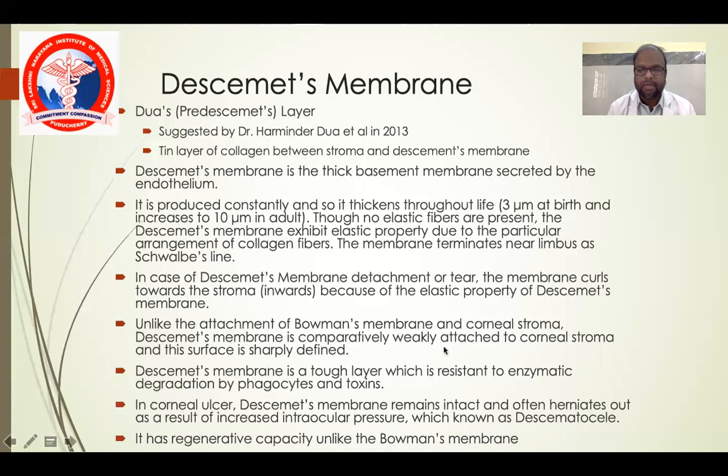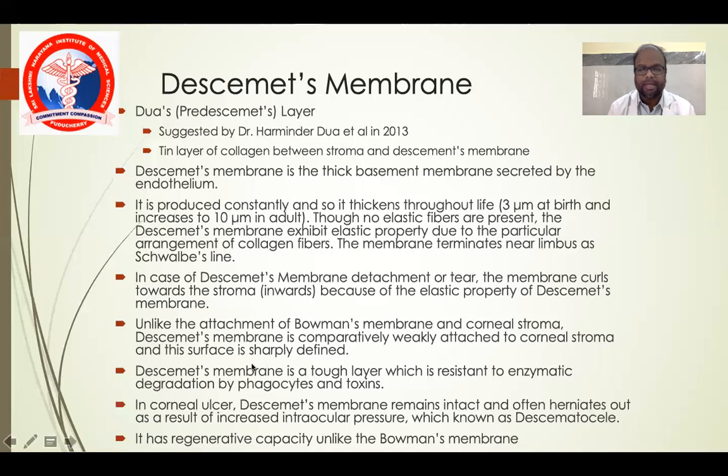So the Descemet's membrane has a weak attachment to the corneal surface, and there is a sharp definition. Unlike the Bowman's membrane, as I told you, which just merges into the anterior stroma, you can clearly define the boundary of the Descemet's membrane and the posterior stroma. The Descemet's membrane is a tough layer and it's resistant to enzymatic degradation by phagocytosis and toxins.